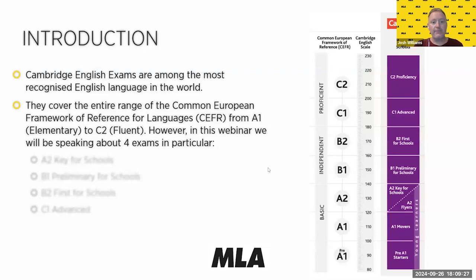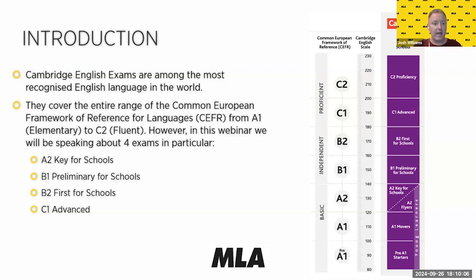We are going to be talking particularly today about 4 exams: Key for Schools, Preliminary for Schools, First for Schools, and C1 Advanced. There are other exams, as you can see on the right. There are ones they call Starters, Movers, and Flyers, and there is one very high up called Proficiency. We're not going to be talking about those today, partly because we don't generally deal with them in MLA, but a lot of the information you'll get here will be valid for those anyway.